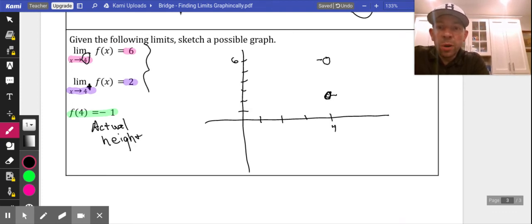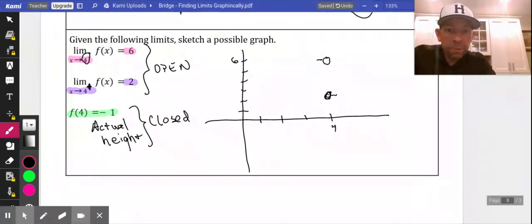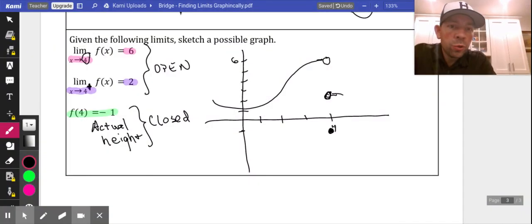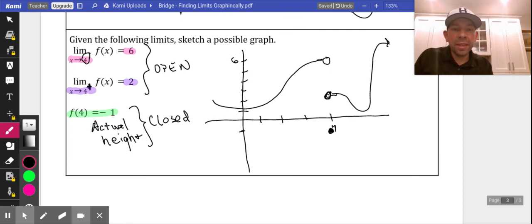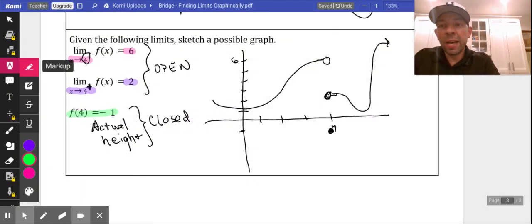So these two always start off as open, and this one represents your closed dot. So I'm going to put a closed dot at 4, -1. Let's put them right there. And then my function, and here you can be creative, you can make up anything you want. And that's what f might look like. So we've got an open circle here, open, and then we're closed there.